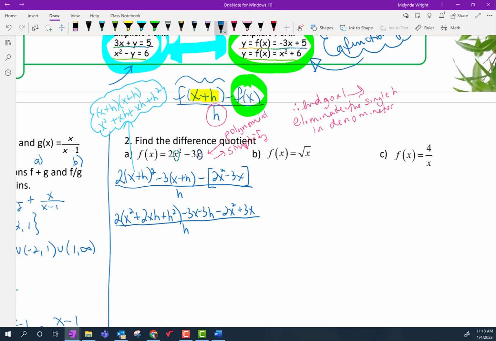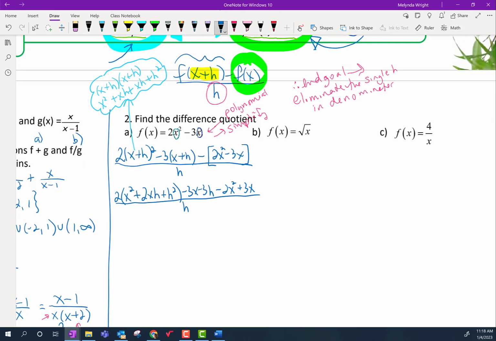Okay, so let's keep working on our simplification. So I'm going to distribute the 2. So I have 2x squared plus 4xh plus 2h squared minus 3x minus 3h minus 2x squared plus 3x all over h. Now when you get to this point, every single time you should have several things that cancel out. If you don't, then you need to understand you've done something wrong.